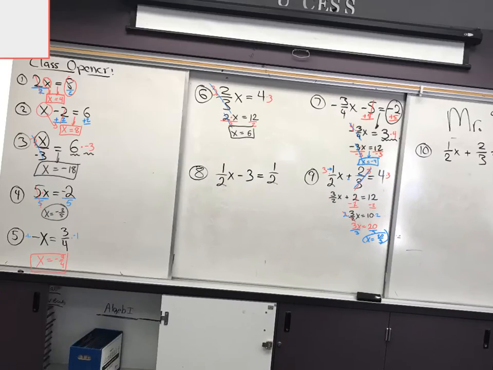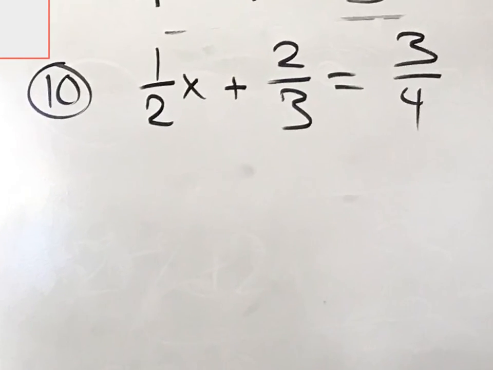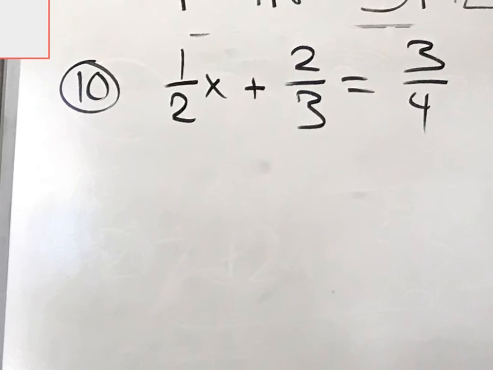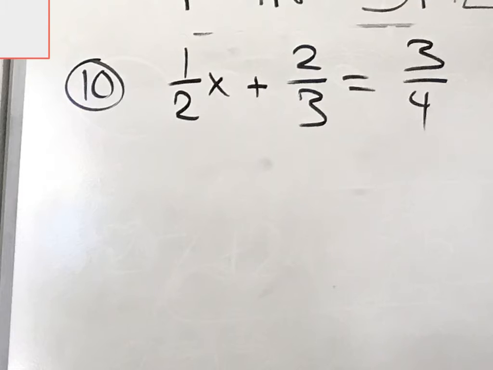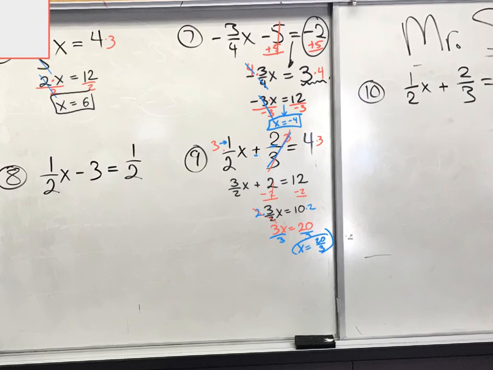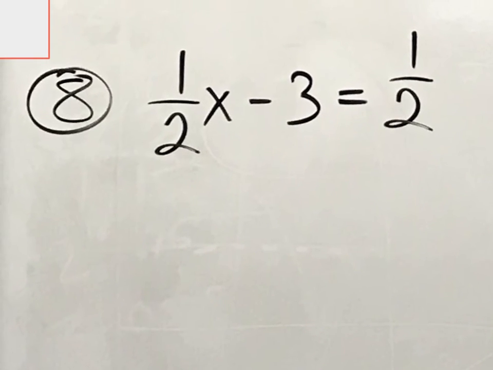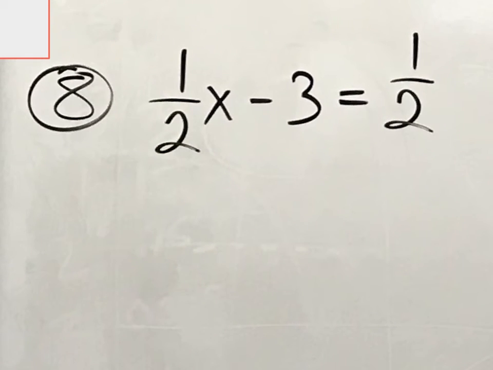Let's go back to the board here. Right here we have 3 fractions. Oh wait, we skipped one. Sorry. This one's way easier. Why is that? What do I do?